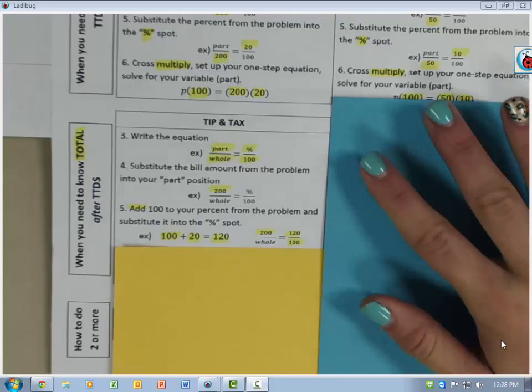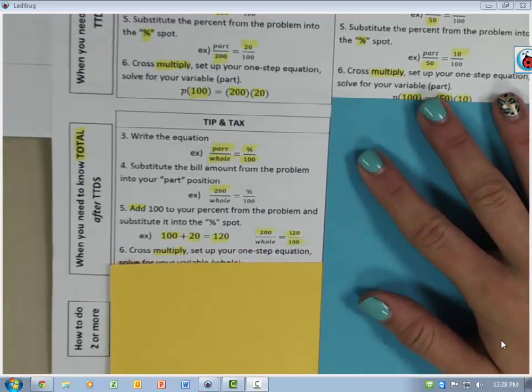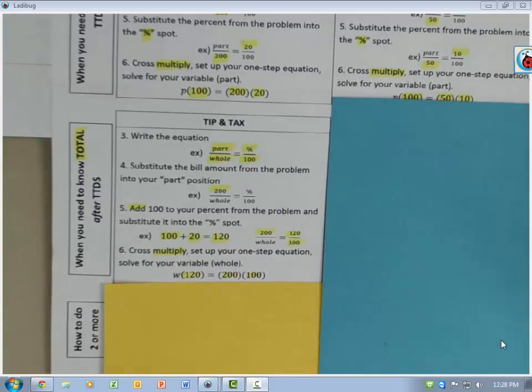Okay, we're going to talk about that tomorrow too. How do you solve for your whole? Same thing, cross multiply to set up your one-step equation, solve for your variable whole. Now, I want you to think about, we added here. Well, why did we add? Because tip and tax, you add money to how much you have to pay, right?